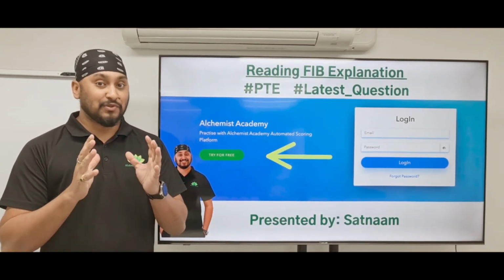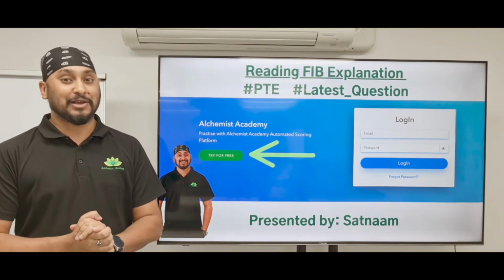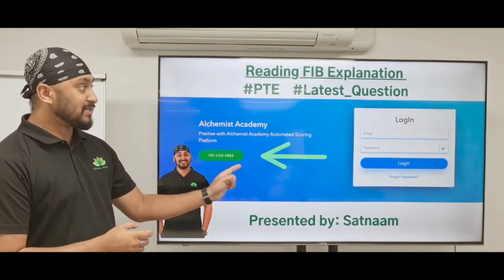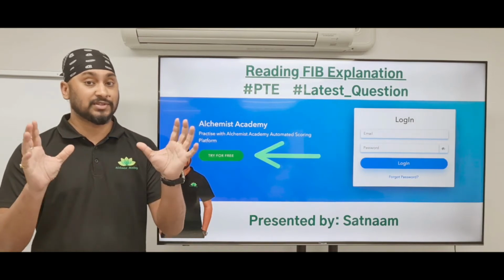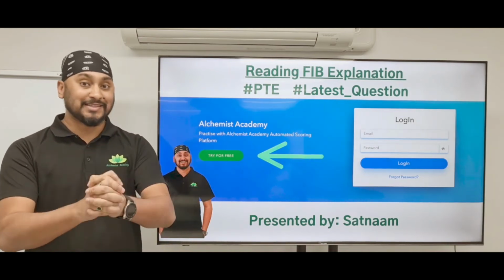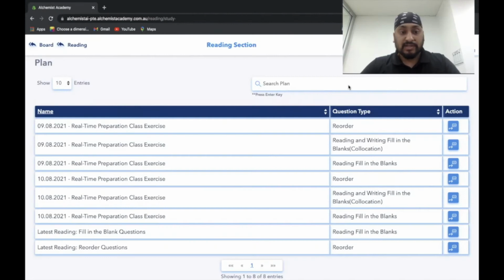Today I will be solving some of the latest reading fill in the blanks questions using our very own Alchemist AI. We will be learning some grammar rules and solving these questions under timed conditions. So let's have a look. Alright everyone, let's start with some of the latest reading fill in the blanks questions, and I'm going to help you with some grammar rules, and I'll explain along the way.